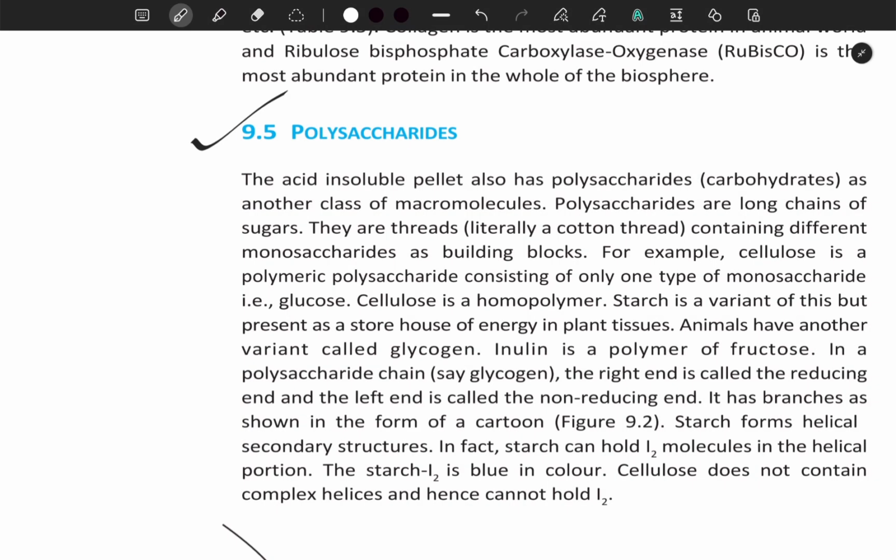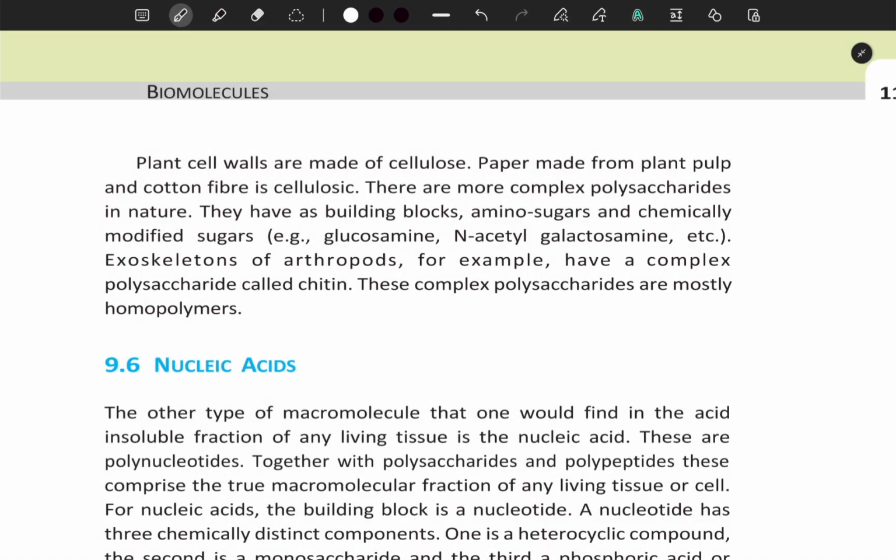Starch forms helical secondary structures. In fact, starch can hold I2 molecules in the helical structure. The starch-I2 complex is blue in color. Cellulose does not contain complex helices and hence cannot hold I2. Plant cell walls are made up of cellulose. Paper made from plant pulp and cotton fiber is cellulosic.